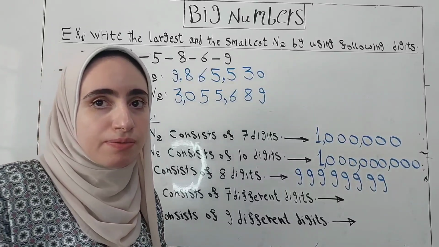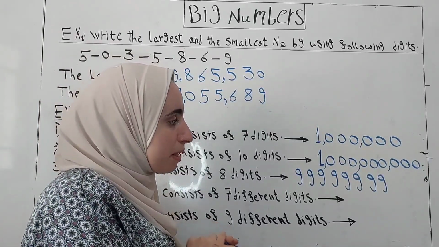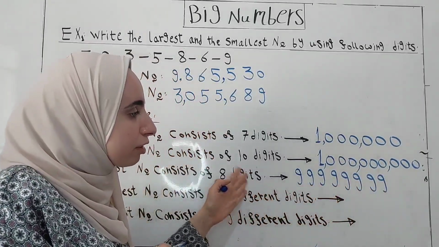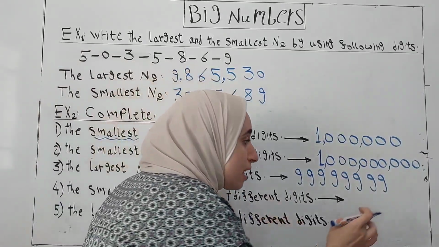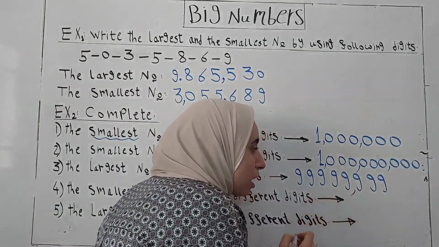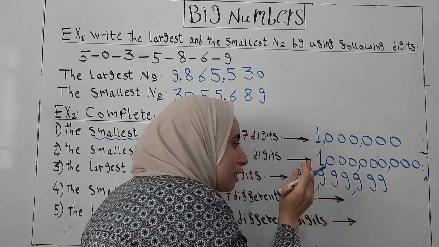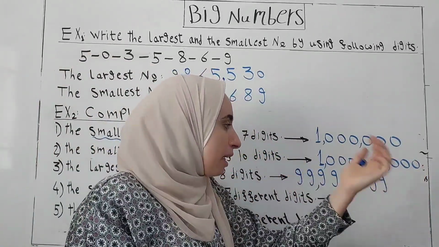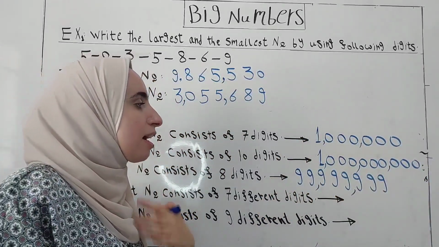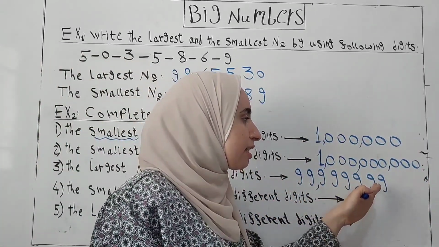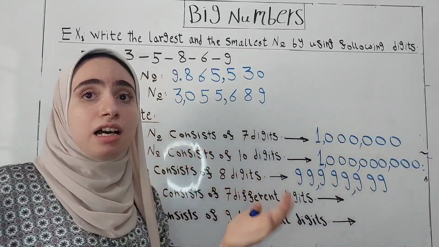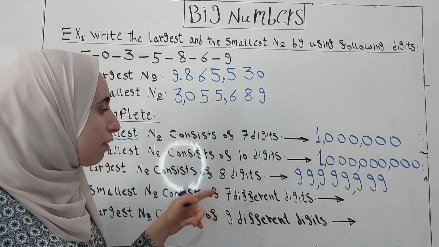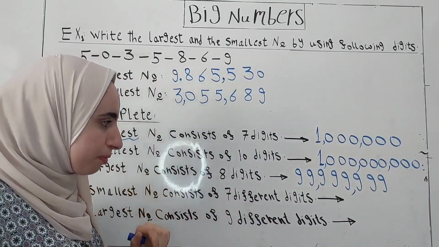Finally, we use commas to separate each 3-digit period from the right, going to the left. Let's count with me. 1, 2, 3, comma. 1, 2, 3, comma. 1, 2. We finish. So 99,999,999 is the largest number consisting of 8 digits.